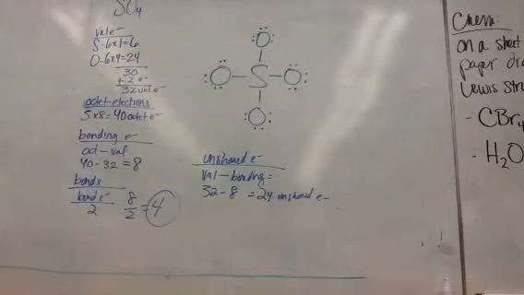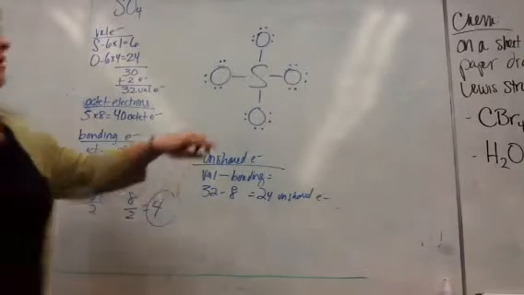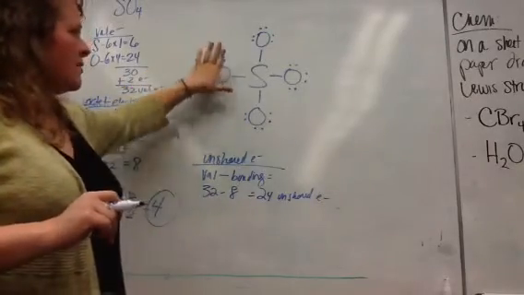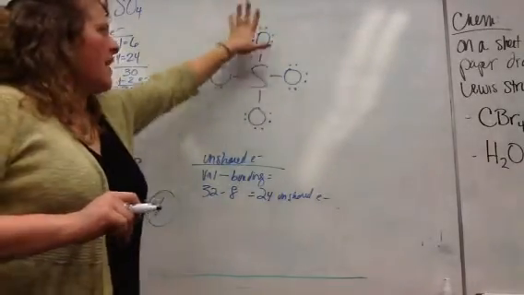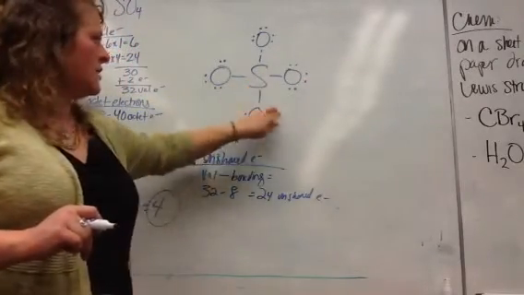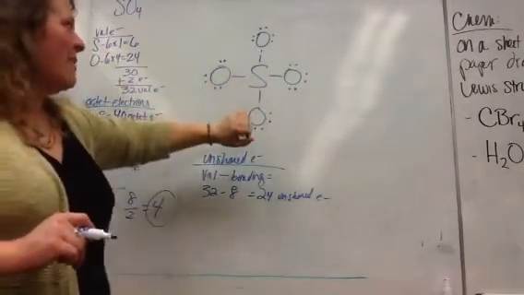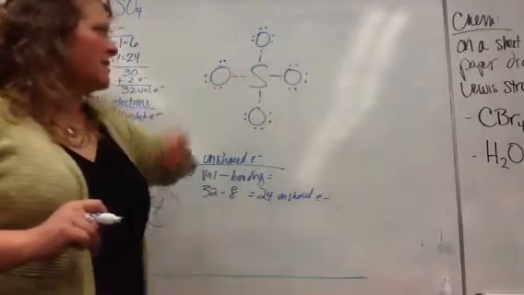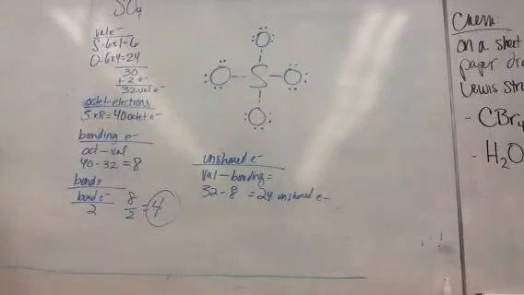Now let's do our final. We have 2 things left to do. Number 1, let's check octet for everything we've got here. 2, 4, 6, 8. This one's happy. 2, 4, 6, 8. That one's happy. 2, 4, 6, 8. That one's happy. 2, 4, 6, 8. That one's happy. 2, 4, 6, 8. They're all happy. They all have an octet.